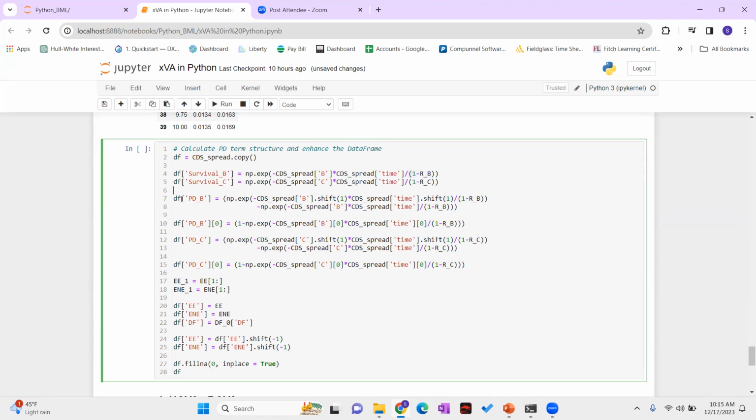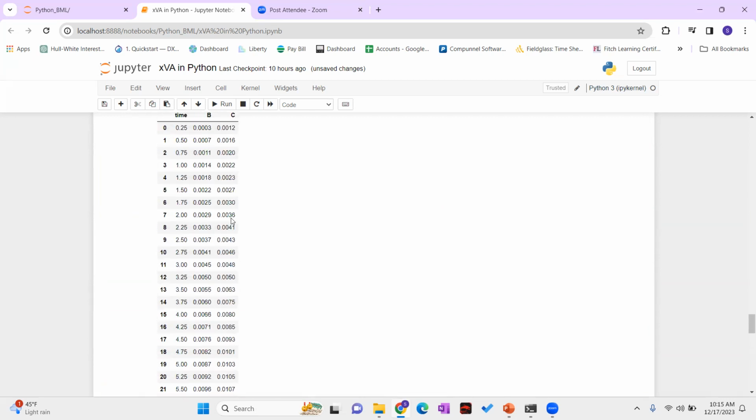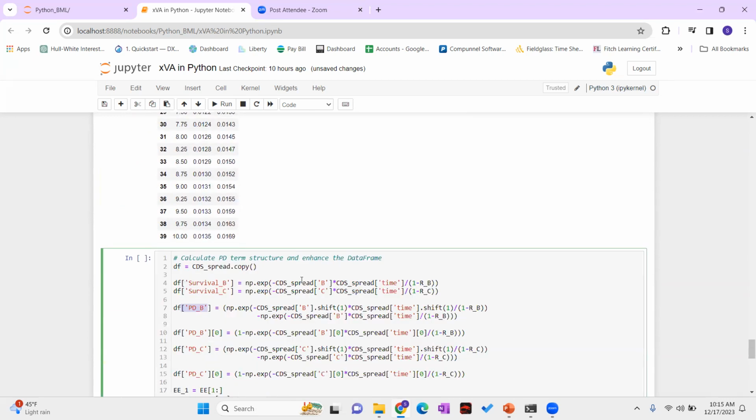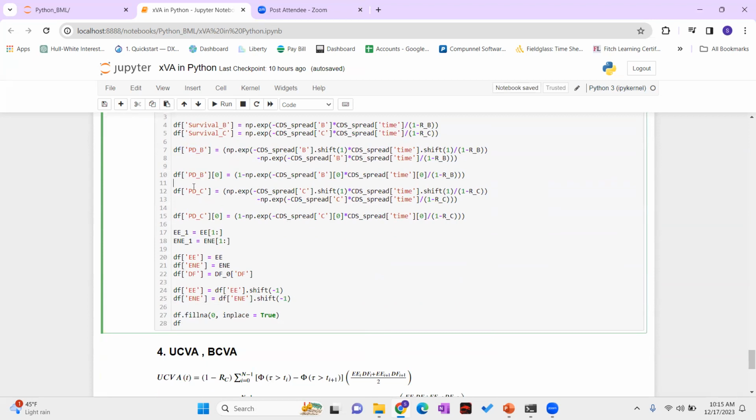Right? Survival probabilities. Then you calculate the marginal probabilities. For the first one, it will be 1 minus e to the minus lambda t. But for all the other ones, it will be the difference of the survival probabilities, right? You calculate at the left end and the right end, take the difference, that's the marginal default probability. Okay.